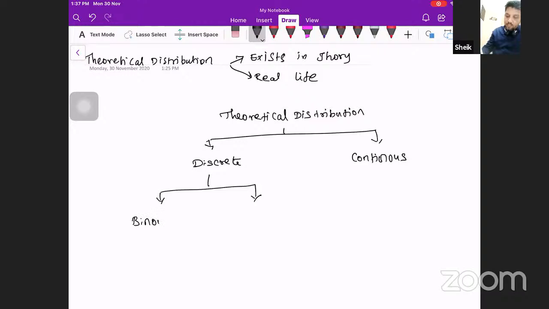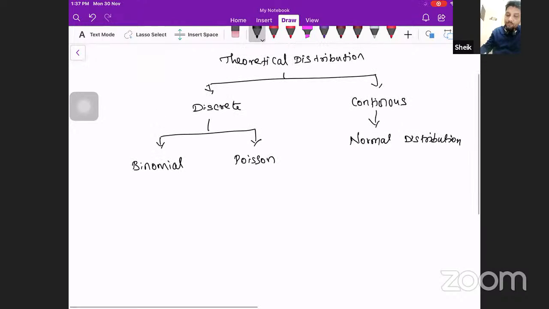Now, in discrete distribution, we have two types of distributions, my dear. One is binomial distribution and the other one is Poisson distribution. And in continuous, in our syllabus, we are going to learn about normal distribution. Now, binomial distribution we can also call Bernoulli distribution, or Bernoulli trial.